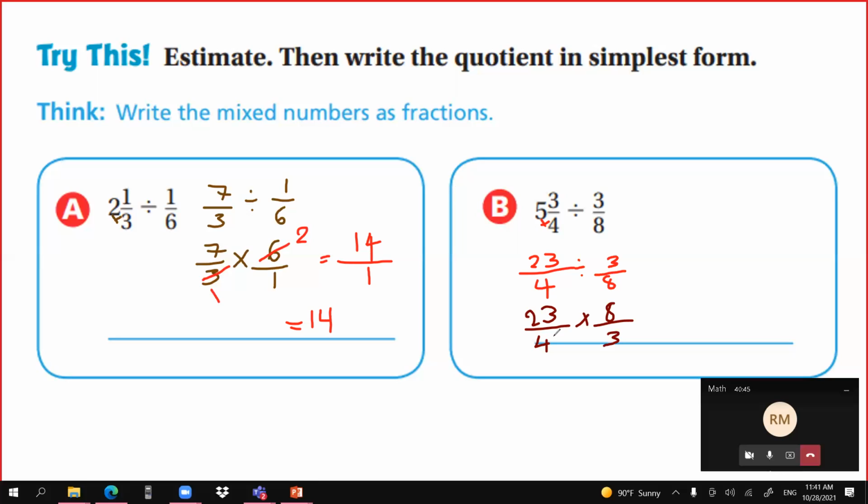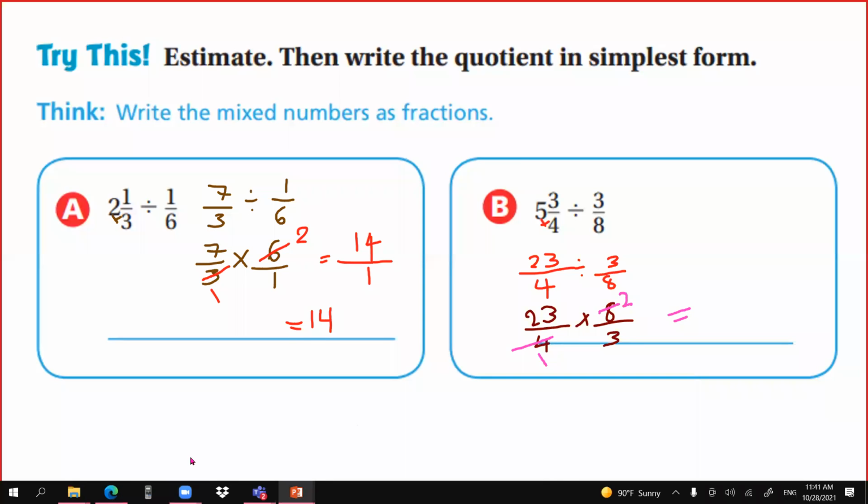Then we will. Bravo. 3 and 23. Bravo, we can't simplify. So now how will the answer be? You're going to multiply 23 by 2. 46 over 3. Bravo. Then next, what is this?